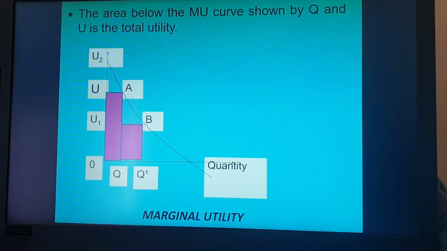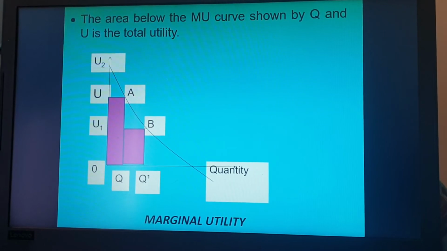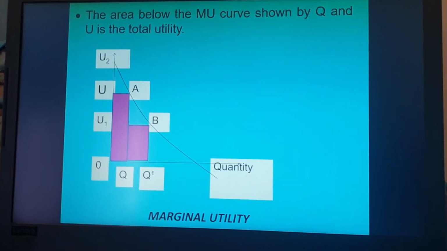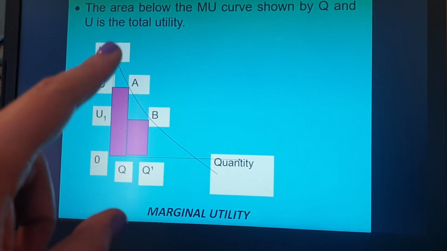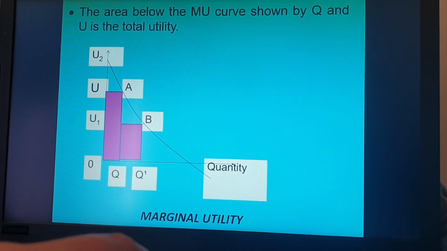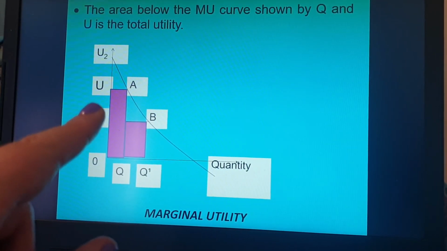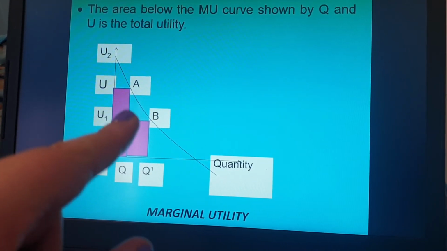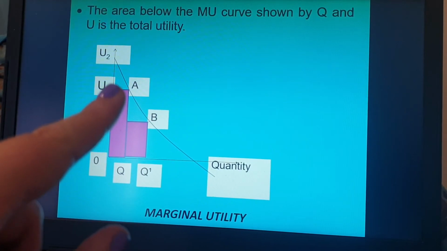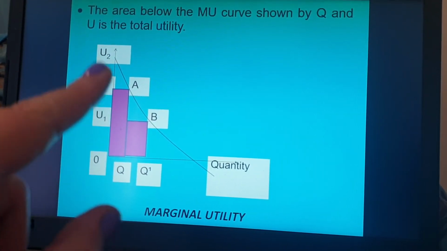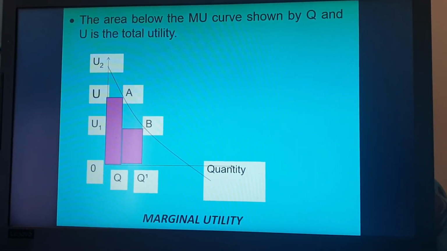The area below the MU curve, MU, marginal utility, shown by Q and U, is the total utility. So the area below the MU curve, this is my MU curve, shown by Q, there's Q, and U is the total utility. So this area over here, total utility of what I'm consuming. And the more that I'm consuming, the less my marginal utility will become.